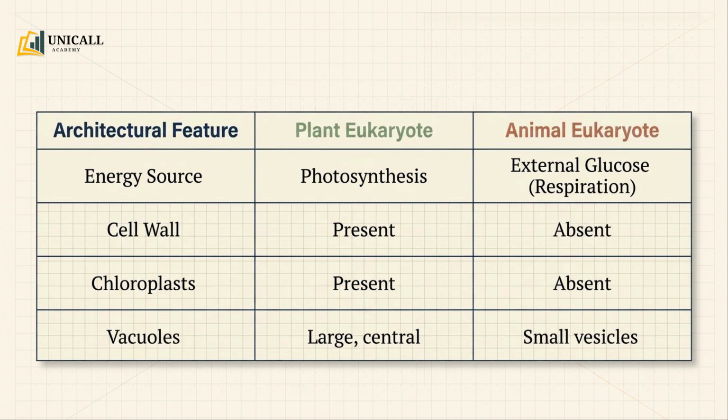Cell wall and vacuoles. Plants have a rigid cell wall and a large central vacuole for structural support. Animal cells lack a cell wall, relying on a flexible plasma membrane and internal cytoskeleton, along with small vesicles.